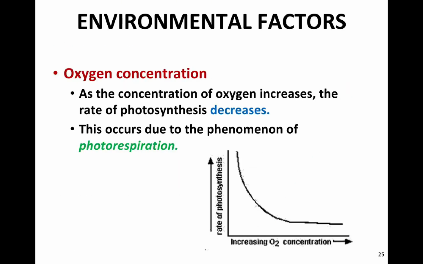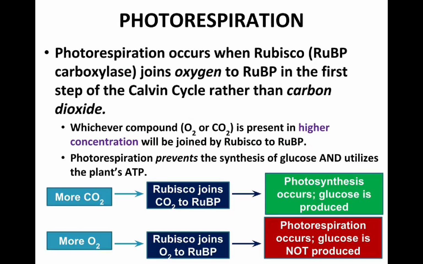And then the last thing that we are going to talk about in terms of environmental factors affecting the way that photosynthesis works is the oxygen concentration. And oxygen concentration is actually an important environmental factor that can be extremely detrimental to a plant. And so as we see that with the increase in oxygen, the rate of photosynthesis actually decreases. And the reason for that is due to a phenomenon that's known as photorespiration. So that's what I'll describe to you right now.